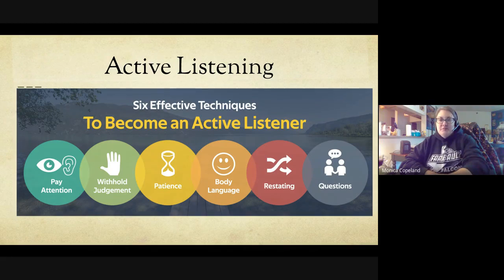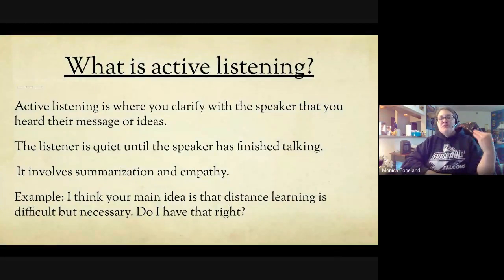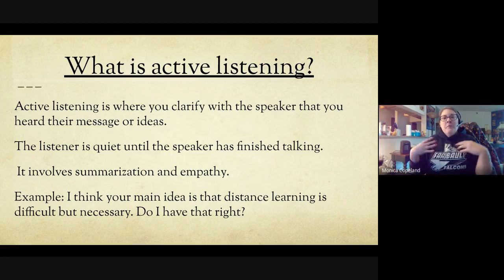So active listening, at first, I'm going to be honest, it sounds really weird when you first start doing it. It sounds like you're slow or you just don't understand the world. But what active listening is, and this is something that, again, good talkers do instinctively, is where you show the speaker that you're listening. And you do that with your body. You do that by asking questions. You do that with a couple of techniques.